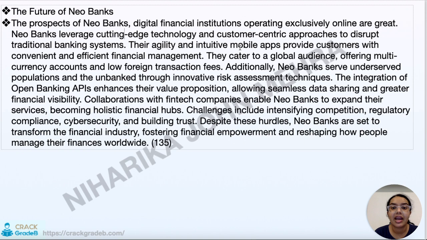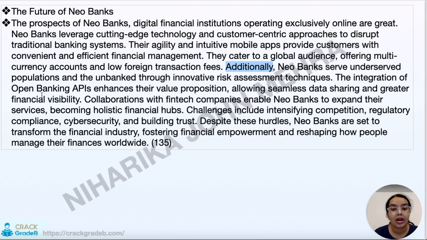Their agility and intuitive apps, the apps point where it becomes really easy for the people to operate and to use. So that point is covered. They cater to a global audience. International transactions could be done. The part where our passage mentioned that it has crossed borders also, multiple currencies we get to see are being operated over here. Additionally, they serve the underserved.